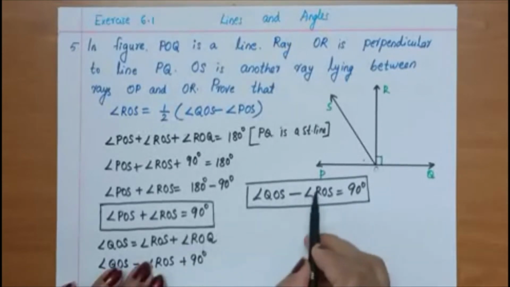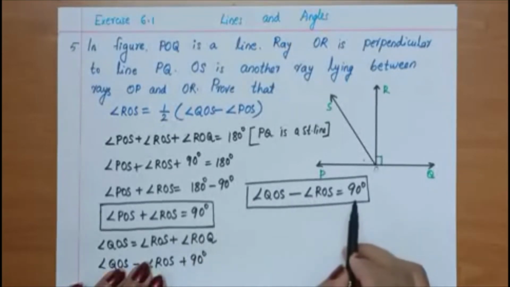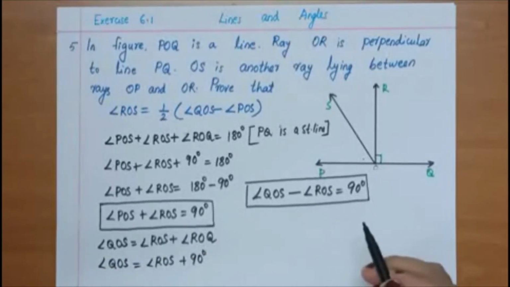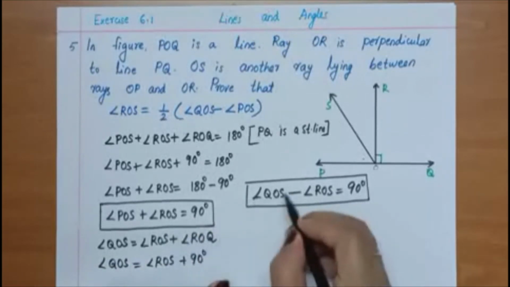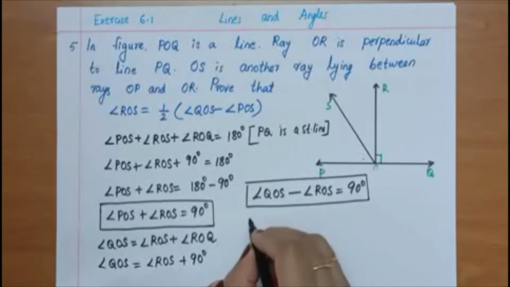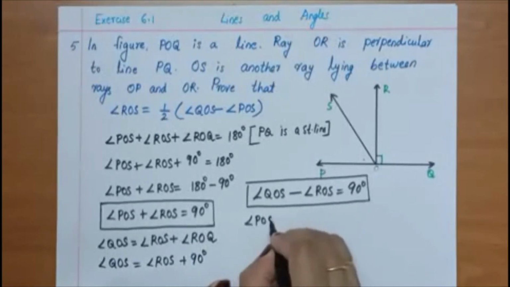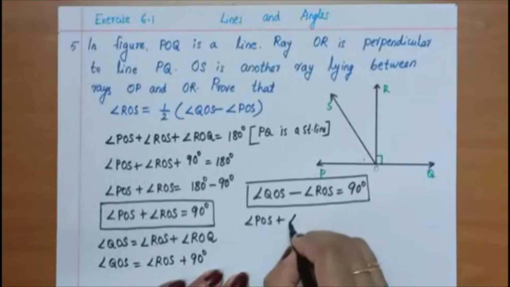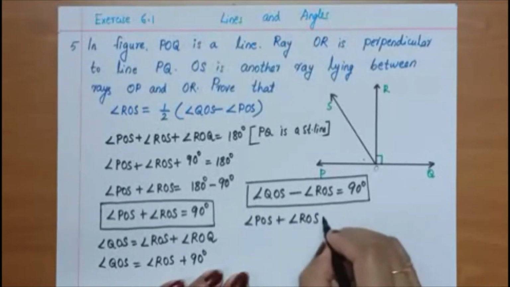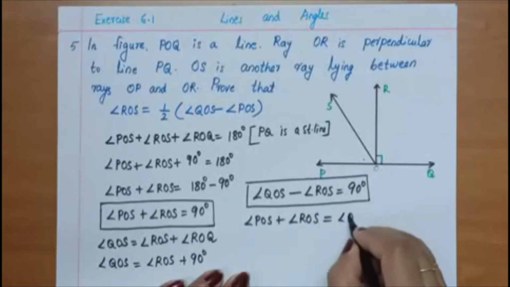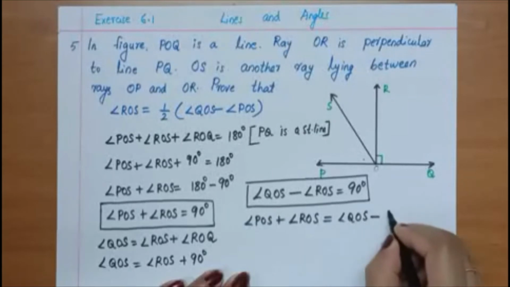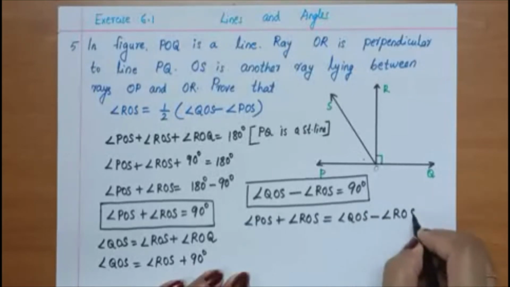Now we have two equations. If the right sides of the two equations are equal, their left sides will also be equal. So we can equate the left sides of these two equations: angle POS plus angle ROS equals angle QOS minus angle ROS.